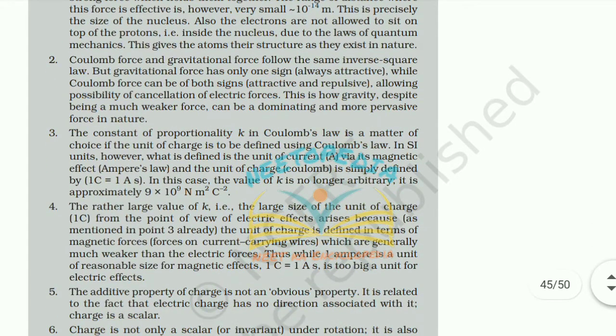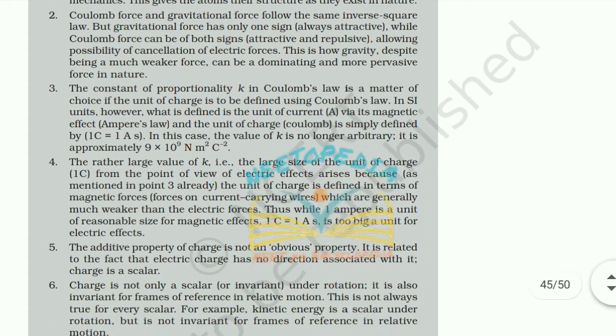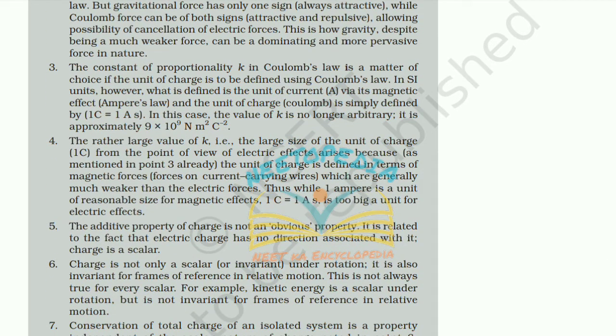Number 2. Coulomb's force and gravitational force follow some inverse square law, but gravitational force has only one sign, that is, always attractive, while Coulomb force can be of both signs, attractive and repulsive, allowing the possibility of cancellation of electric charges. This is how gravity, despite being a much weaker force, can be a dominating and more pervasive force in nature. The constant of proportionality K in Coulomb's law is a matter of choice if the unit of charge is to be defined using Coulomb's law.